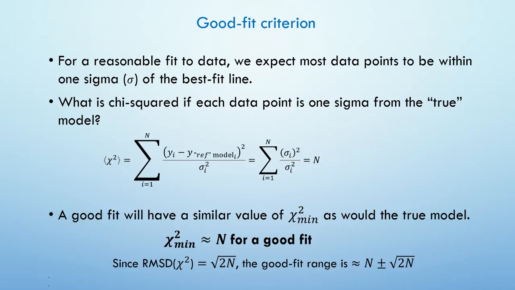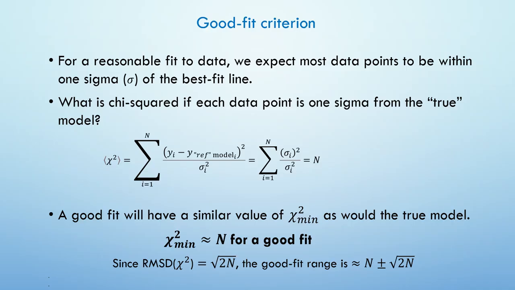Using the good fit criterion of a 1 sigma difference between data and model and substituting into chi-squared, we obtain the sum of sigma squared divided by sigma squared, that is 1, summed from 1 to n, giving n. Hence, chi-squared min should be of the order of n, the number of data points, for a good fit.